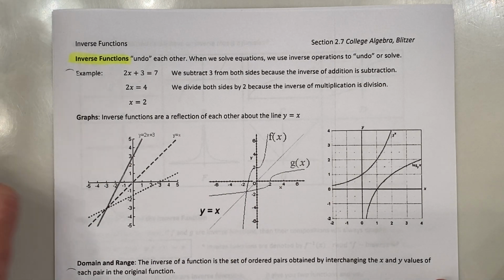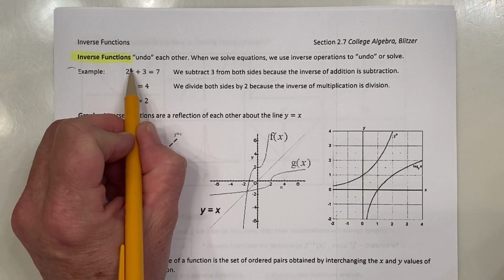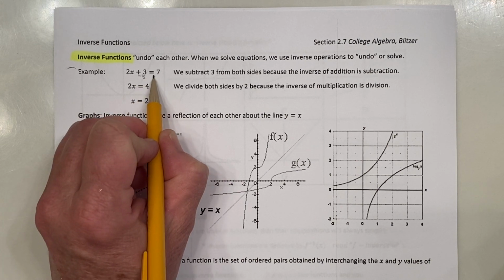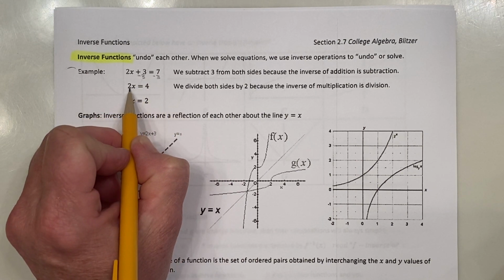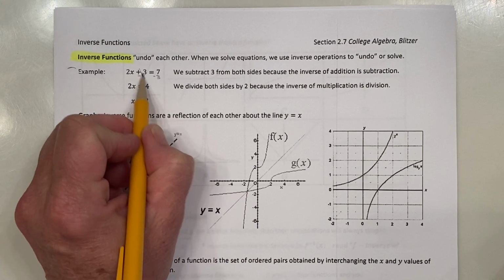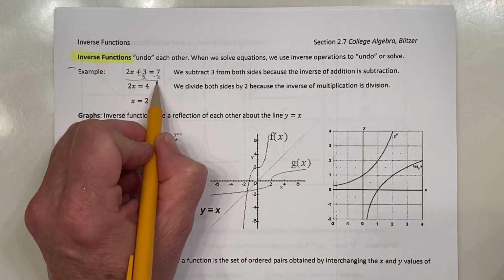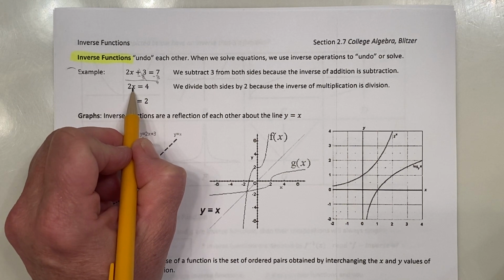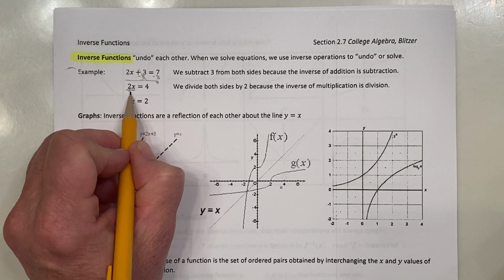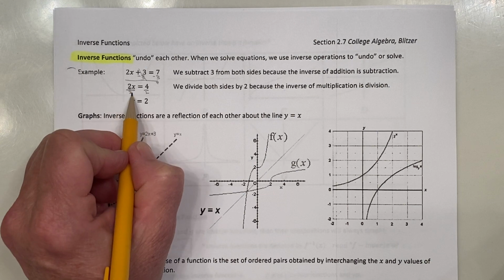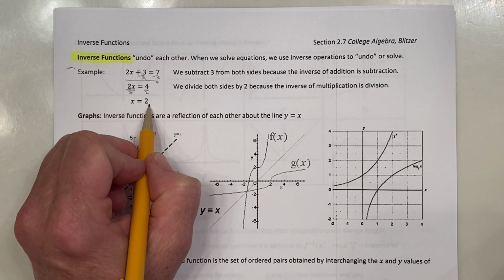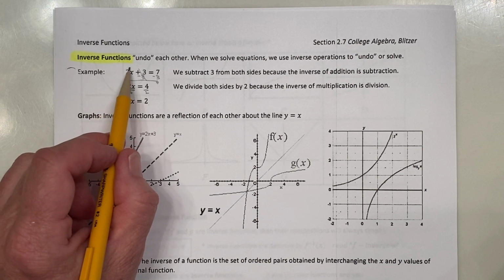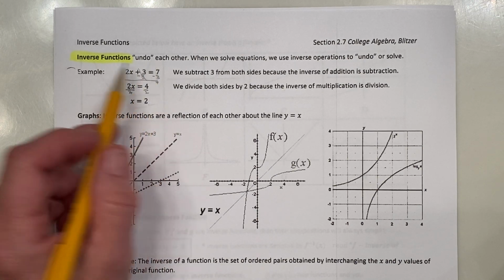Multiplication and division are inverses of one another. So for this algebraic example here, if we were going to solve this equation, to get rid of the addition of 3, the inverse is to subtract 3, which results in 2x equals 4. Now x is being multiplied by 2, so to undo multiplication by 2, we divide by 2 on both sides of the equation, and the result is x equals 2. So we're going to be looking at inverse functions, where this was inverse operations.